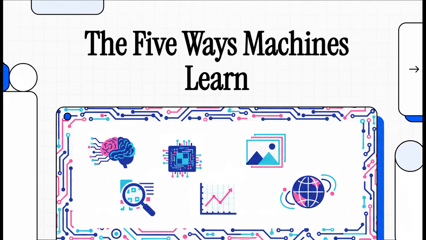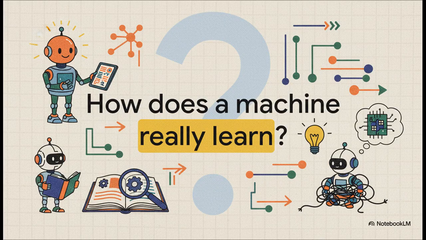You hear about AI learning all the time, but what does that actually look like? It's definitely not magic. Today, we're going to pull back the curtain and break down the 5 core ways machines learn, the strategies that power everything from your phone's photo app to the most advanced AI on the planet. Let's get into it. And that's a great question, right?